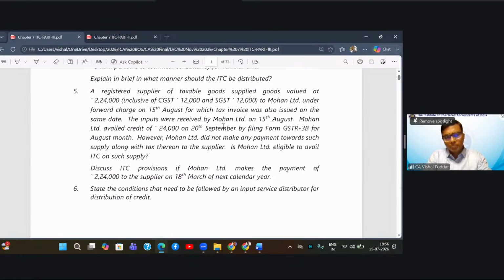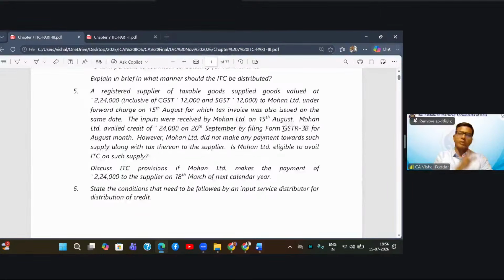Next, a registered supplier of taxable goods supplied goods valued at 2,24,000 inclusive of GST 12%, so before GST it is 2 lakhs, to Mohan Limited under forward charge on 15th August, for which the invoice was also issued on the same date. The inputs were received by Mohan on 15th August. Mohan availed credit of 24,000 on 20th September by filing the return. So this is all going proper.